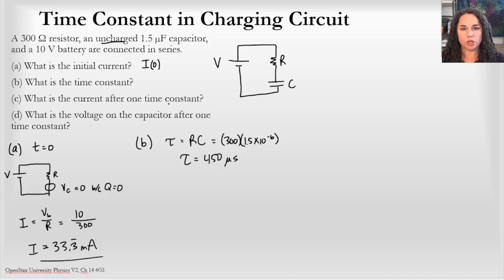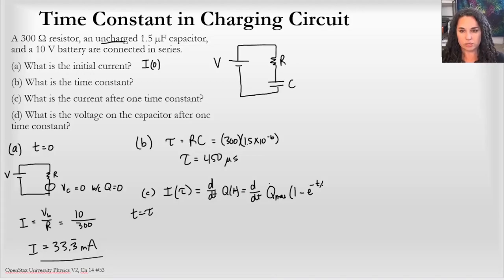Okay, what is the current after one time constant? The current after one time constant. So we're going to say t equals tau, right? The current after one time constant, well, I'm going to remember that will be the time derivative of the charge, Q of t. And so that will equal the time derivative of this equation: Q max times 1 minus e to the negative t divided by tau. Okay, well, you know how to take the derivative of that. Hopefully at this point in your calculus adventures, you know how to take the derivative of that.